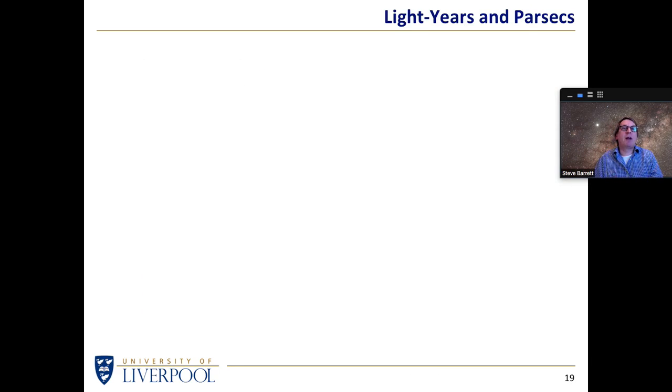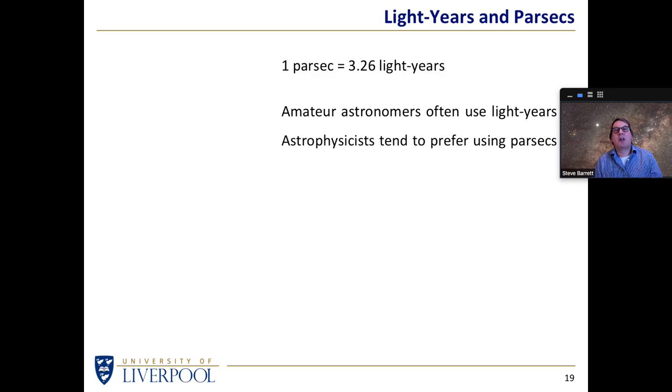So just a reminder about light years and parsecs. 1 parsec is defined as 3 and a bit light years. And of course, as amateur astronomers, we tend to prefer, generally speaking, light years. How far does light travel in a year? That's something that we can get a handle on. We know that stars are typically a few light years apart, so that's a good handle. But astrophysicists tend to prefer using parsecs.